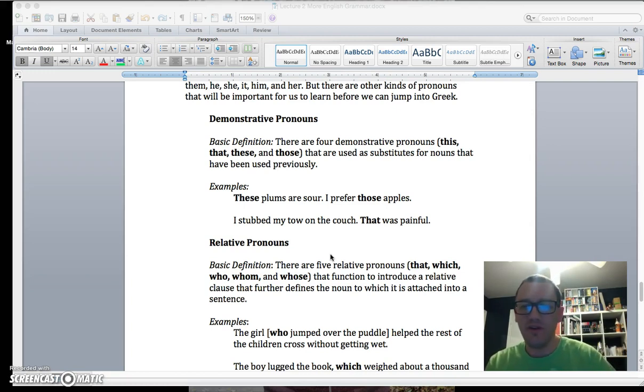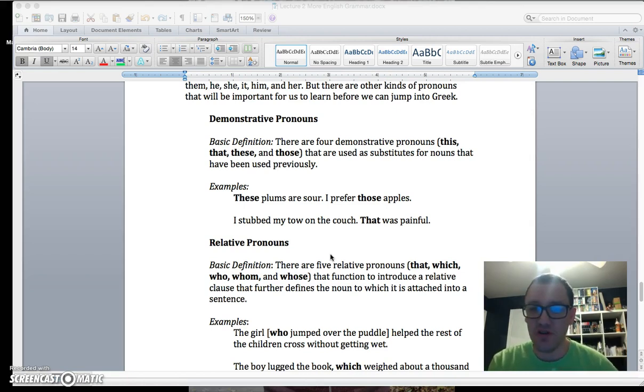So what I've done there is I've bracketed off the relative clause, because you can see that when you abstract it out of the sentence, you still have a complete sentence. The girl helped the rest of the children cross without getting wet. That's a complete sentence with a subject, a verb, an object, and everything. When you throw in "who jumped over the puddle," this gives you an idea of who this girl is, right? That's called a relative clause, and it always begins with a relative pronoun.